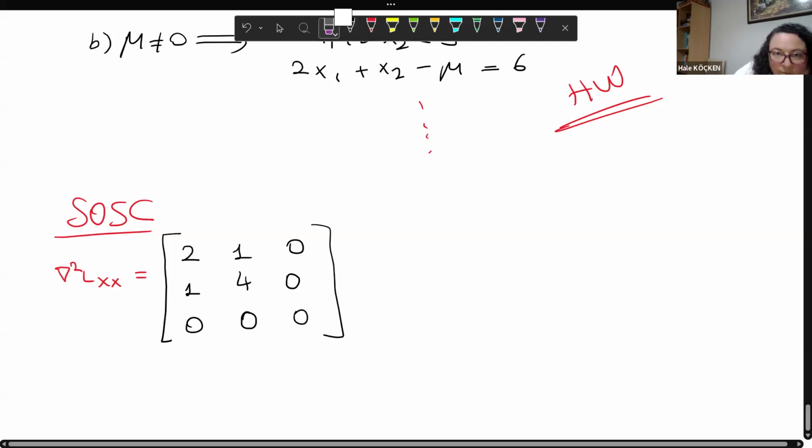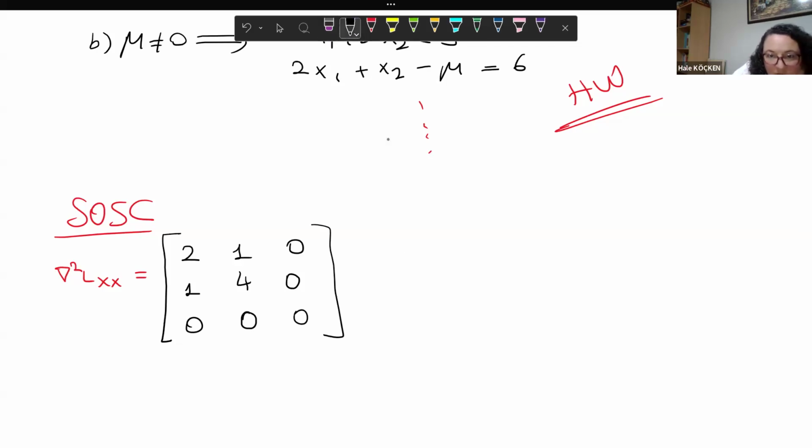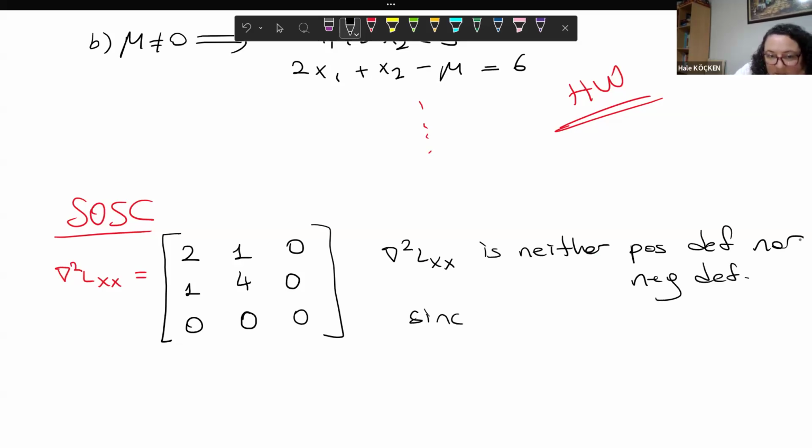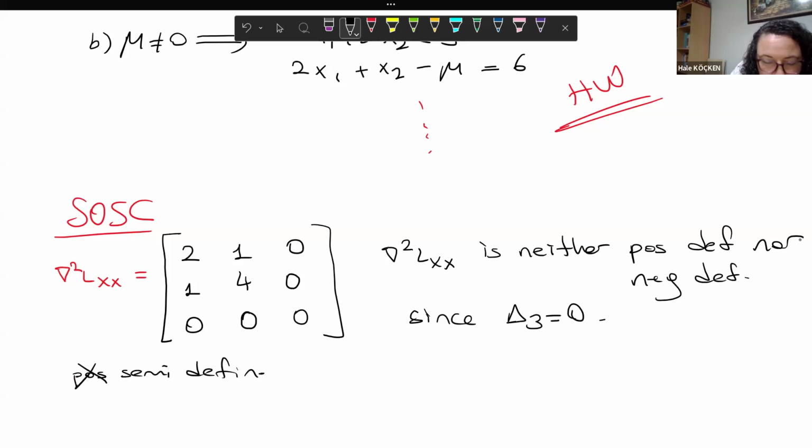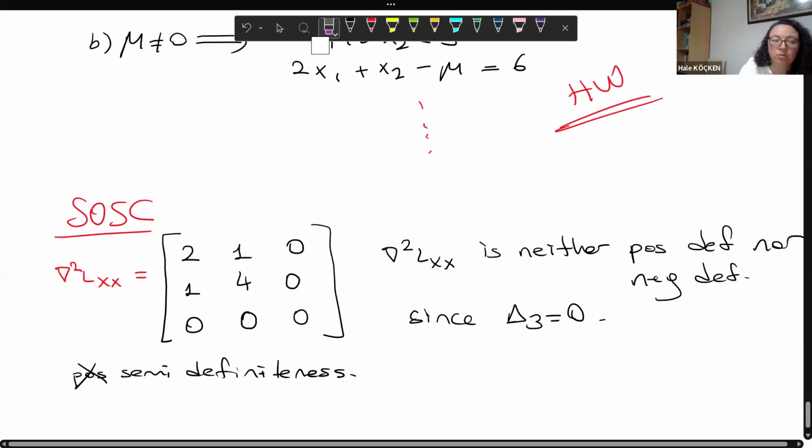Let me write. Nabla square L_xx is neither positive nor negative. How did I decide this? Since the third leading principal minor is 0 directly, because I have a 0 row and 0 column. So I need to analyze positive semi-definiteness. Positive or negative semi-definiteness must be checked.